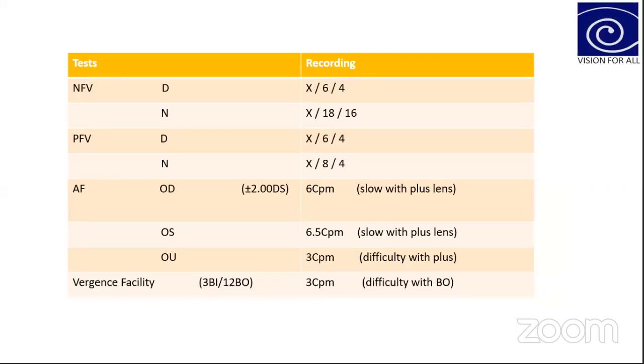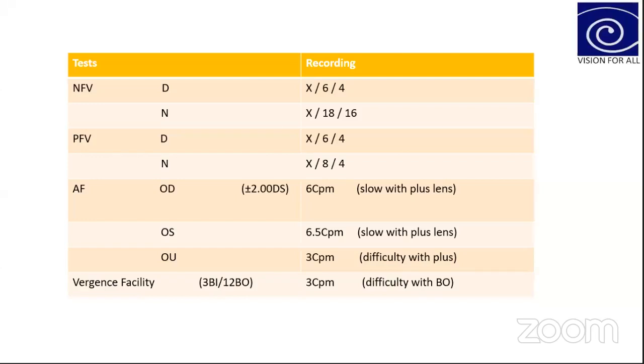Now the near point of vergence for distance and near was within normal limits, and positive fusional vergence for distance and near was reduced. If you see here, the positive fusional vergence has a break of 6 prism diopters for distance and 8 prism diopters for near. So it is very poor. Monocular accommodative facility was better, slightly towards the borderline, so it is slightly receding.